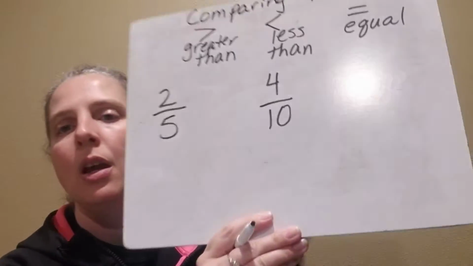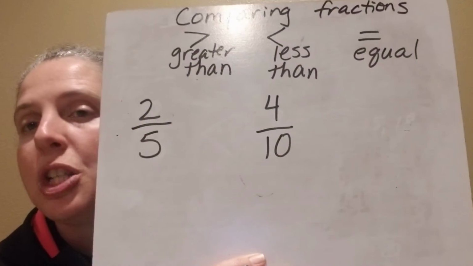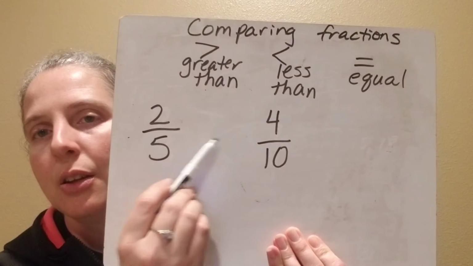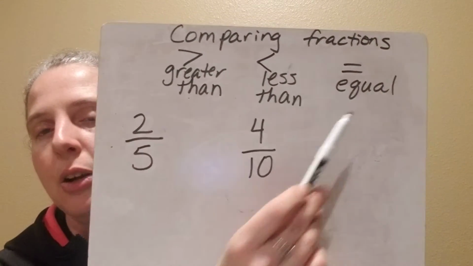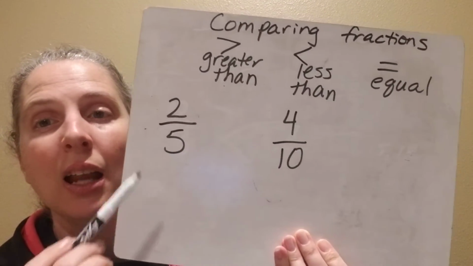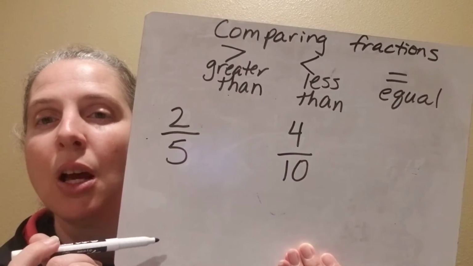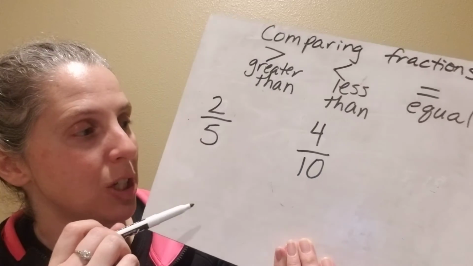All right, so I want you to write 2/5 and 4/10. Write that down. I want you to check it first with your fraction strips and put the correct symbol in here: greater than, less than, or equal to. And then I want you to make these have the same denominator. So that means that you have to make equivalent fractions.